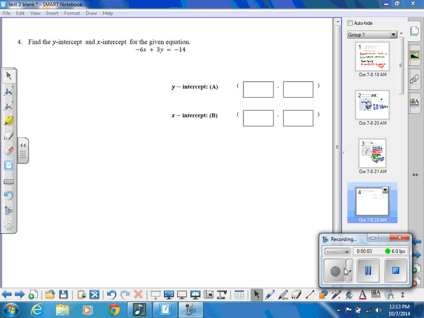Okay, let's go ahead and get started on this one. It's asking us to find the x and y intercept for this equation. Now your teacher's going to want you to write a pair of coordinate points, which is what is going on here, okay? Don't just write x is 2. It's not going to fly.